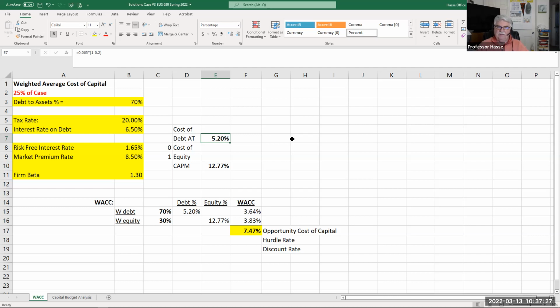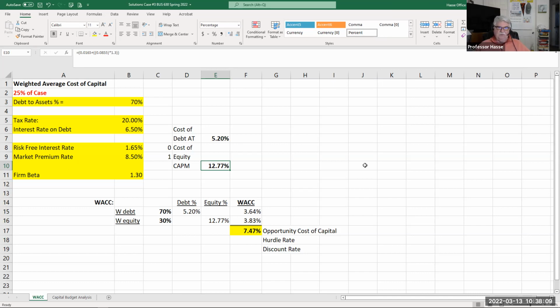5.2% times the weight of the capital structure in debt, 70%, gives us a weighted average cost of debt after taxes of 3.64%. The cost of equity, which is the relationship of the risk-free interest rate to the market premium times the beta of the company. In this case, I give you the market premium. Many of you, and I do mean many of you, took the market premium as the market rate of return and subtracted the risk-free rate to get 10.56%. Incorrect. I've done that calculation for you in this case by giving you the market premium rate.